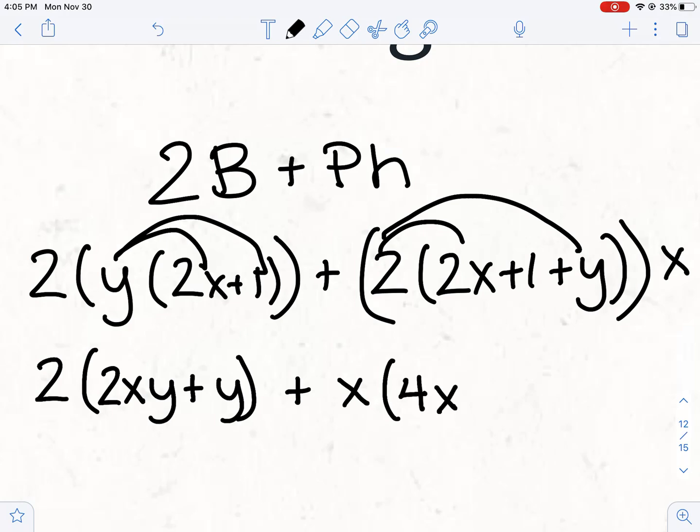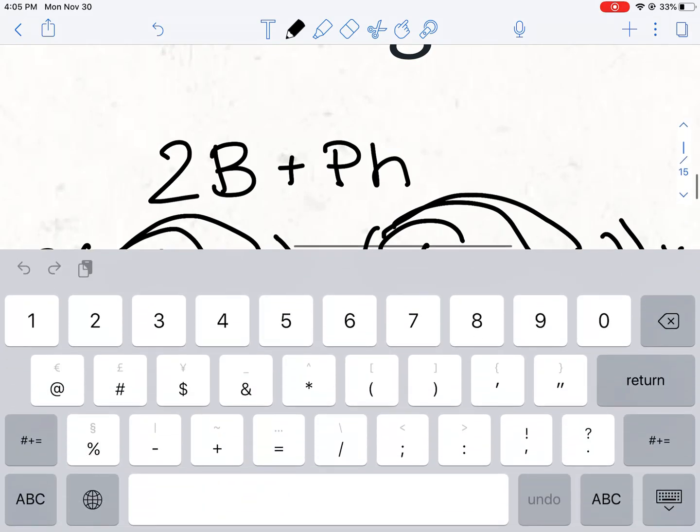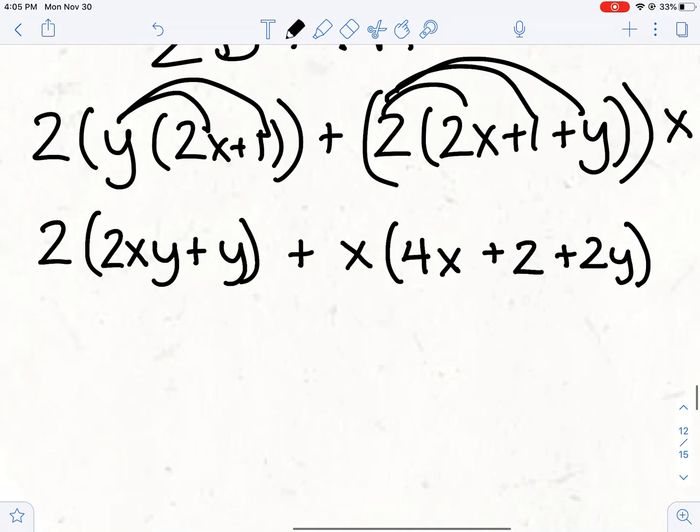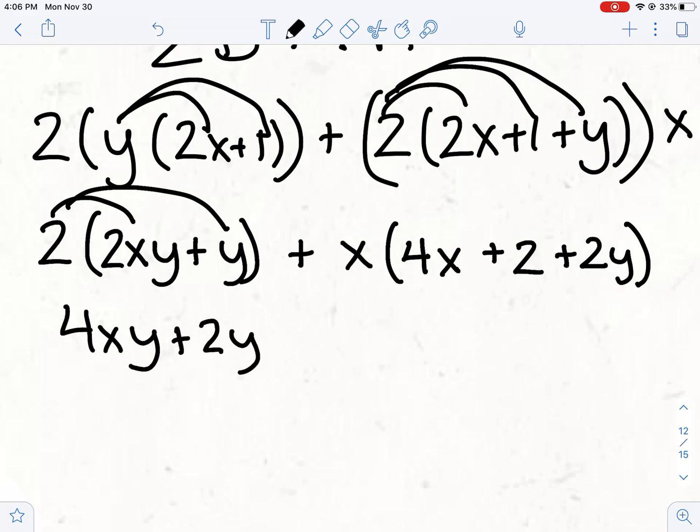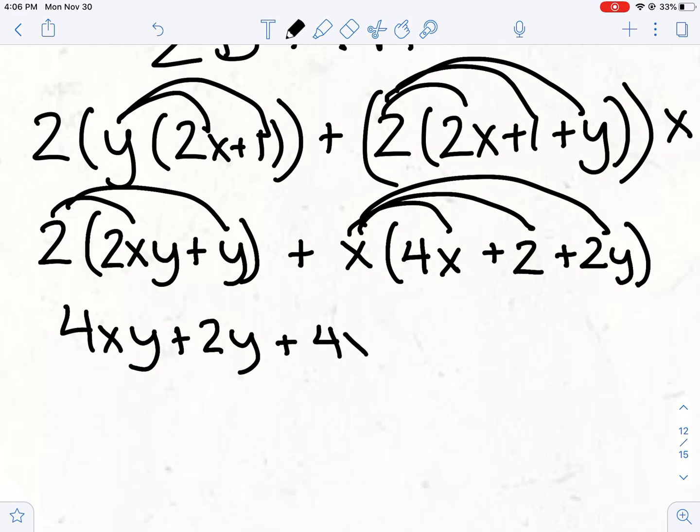2 times 2x is 4x, plus, not 4, 2, plus 2y. Now I'll distribute my 2 over here. So I get 4xy plus 2y, distribute my x here, plus 4x squared plus 2x plus 2xy, and now I'm combining like terms.